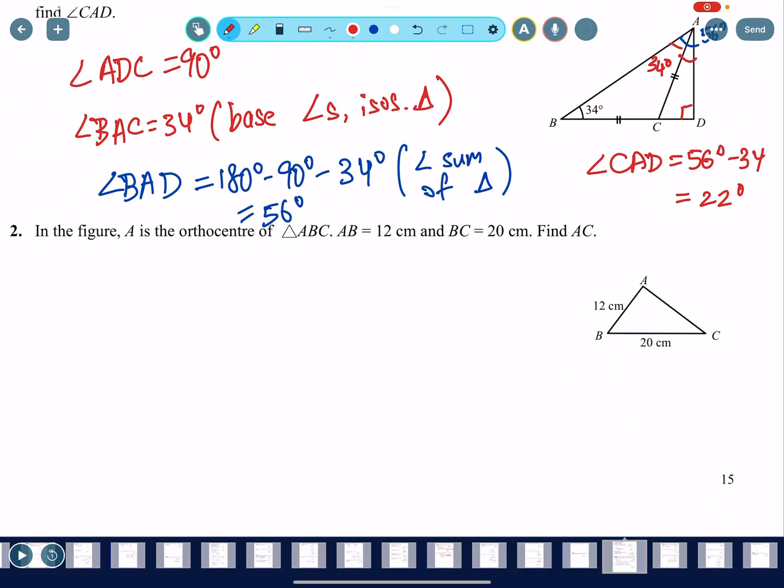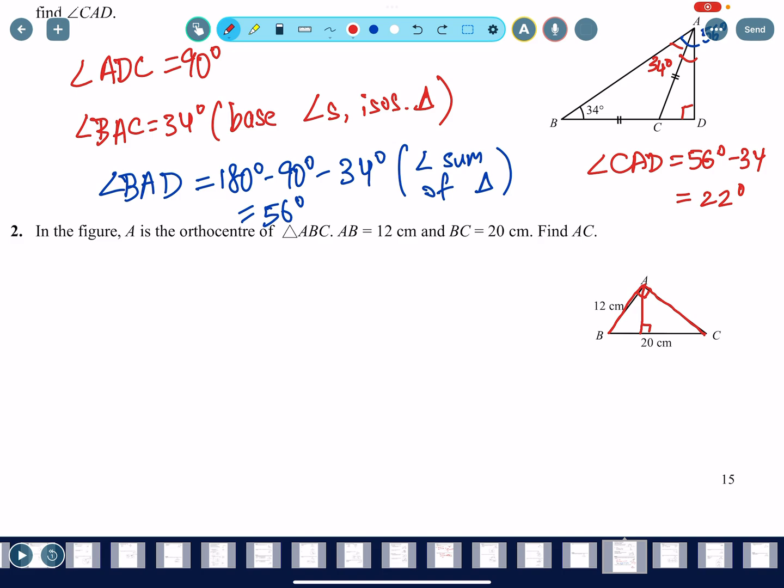Next question, number 2. A is the orthocenter. Ooh, interesting. So that means BA is an altitude, CA is an altitude, and then A-something is an altitude also. So you have three altitudes, those three lines are altitudes. And when you have three lines touching a single point, that's called the orthocenter. That's how A became the orthocenter.